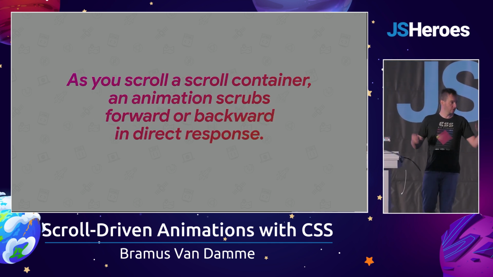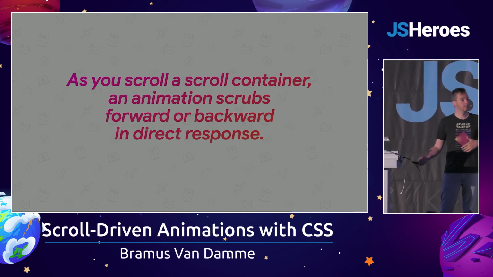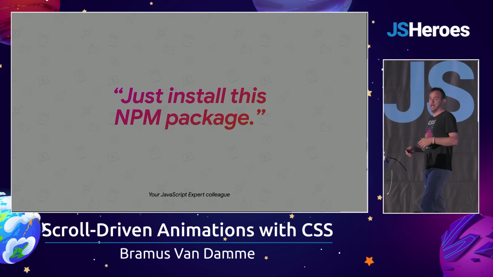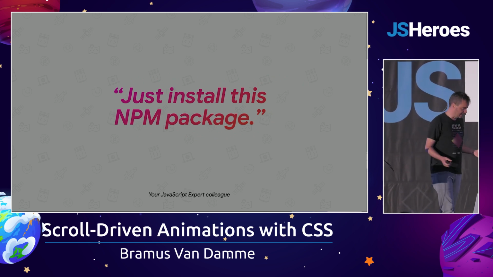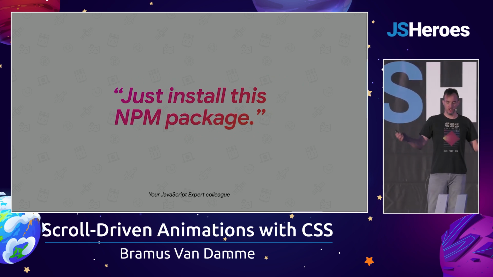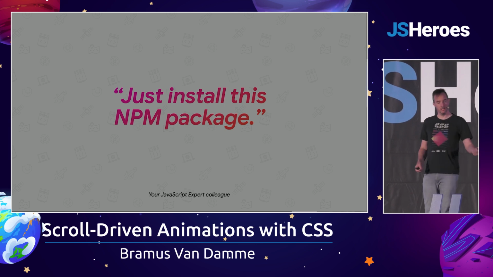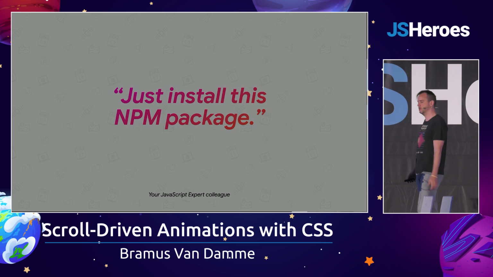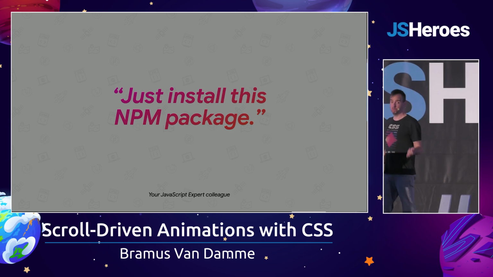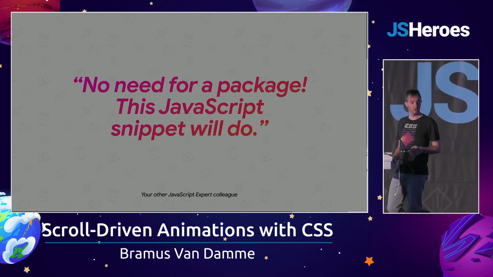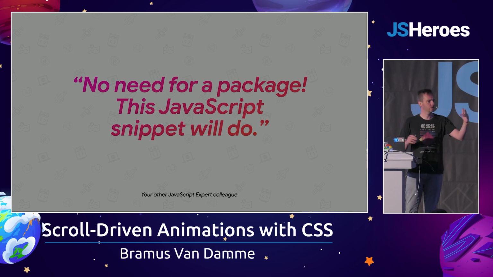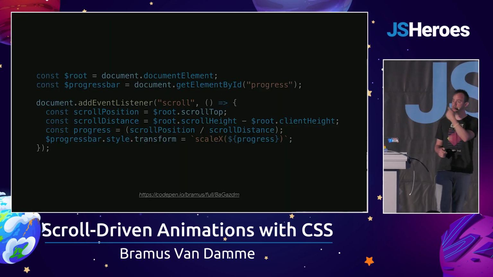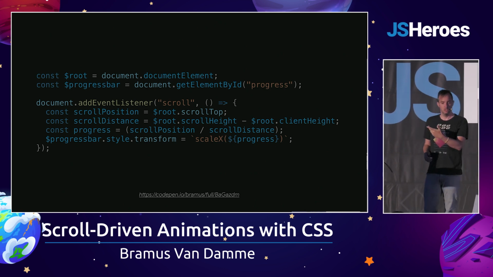Which means that as you scroll the scroll container, there's an animation that scrubs forwards or backwards in direct response. And if you say that to your team in the stand-up, your JavaScript expert colleague will be like, hey, just install this npm package, and you're done. Add it to your site, boom, it works. But maybe you have a smarter JavaScript expert colleague on your team that says, oh, no need for this whole package thing. This little JavaScript here will do. And he gives you this little snippet.